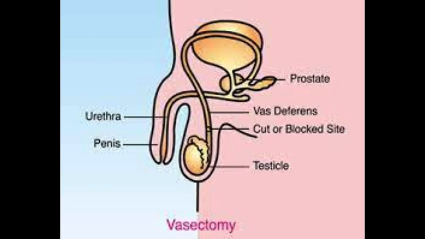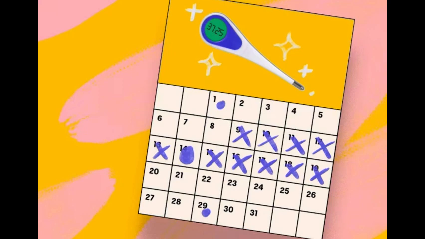Fertility awareness-based methods. Fertility awareness-based methods involve tracking your menstrual cycle and avoiding sex during your fertile window when you are most likely to conceive. These methods can be effective when used correctly, but are less reliable than other methods. The failure rate varies depending on the method used, but can range from 1 to 25% for typical use.